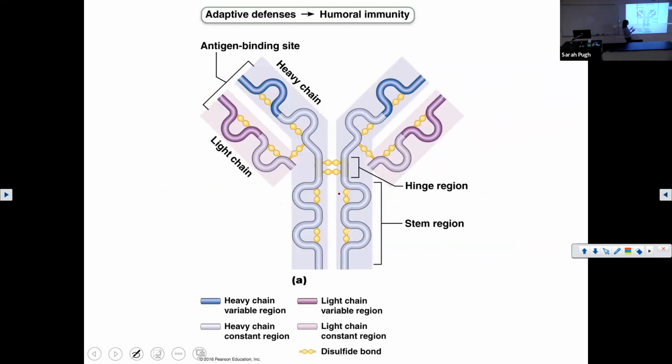And what I really want you to pay attention to is the ends of the Y. The ends of the Y have that darker color there. That is the antigen binding site. So that's the area where the antibody will bind to the foreign antigen. We also say that is the variable region. So depending on the antibody, that's the area of the antibody that will change depending on what foreign antigen it's being created for.